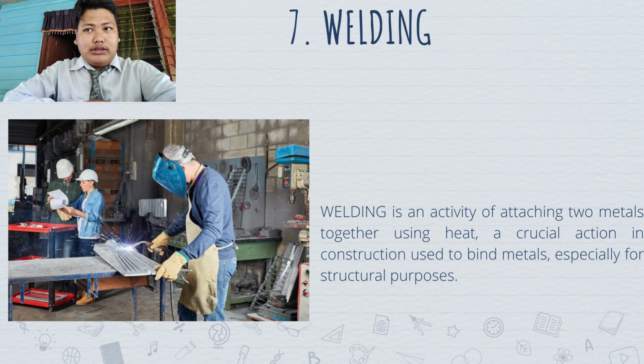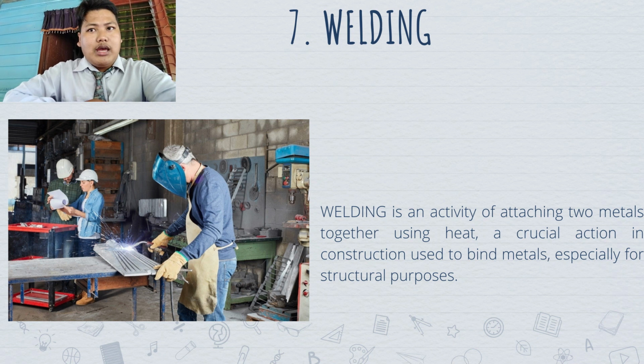The seventh activity during the construction project is welding. The activity of attaching two metals together using heat is welding, a crucial action in construction used to bind metals, especially for structural purposes. There are different types of welding which can be used for different types of metal and different conditions. While welding is extremely skilled, it can be difficult to master. It is also dangerous, so it is important that construction companies have strict safety guards.